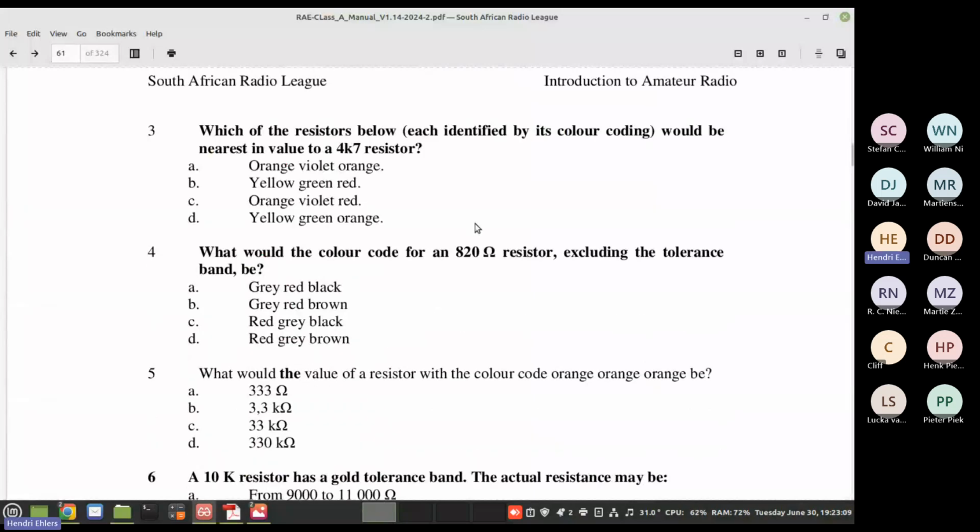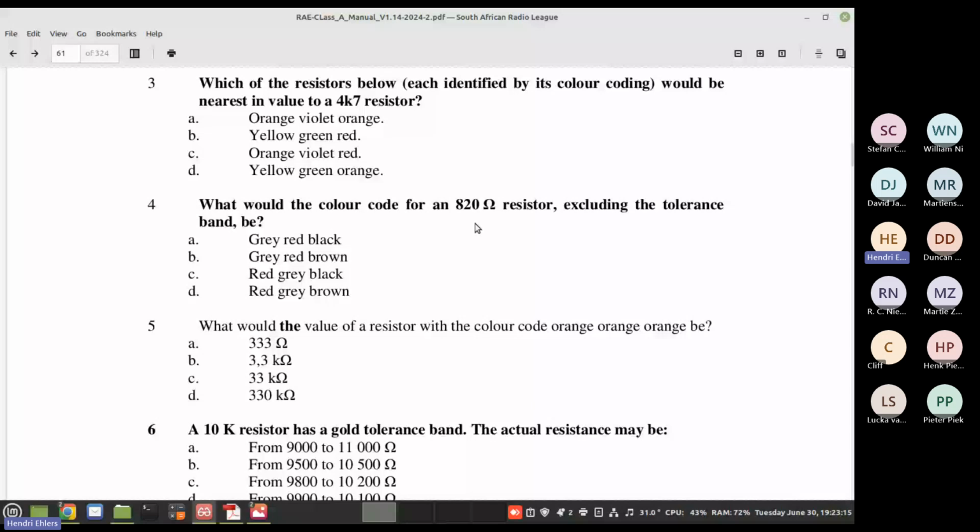Which of the resistors below, each identified by its color coding, would be nearest in value to 4K7? Now, I'm going to tell you that yellow is 4, because obviously you've got to go and learn that, and green is 5, and red is 2. Yellow, green, red. That is correct.